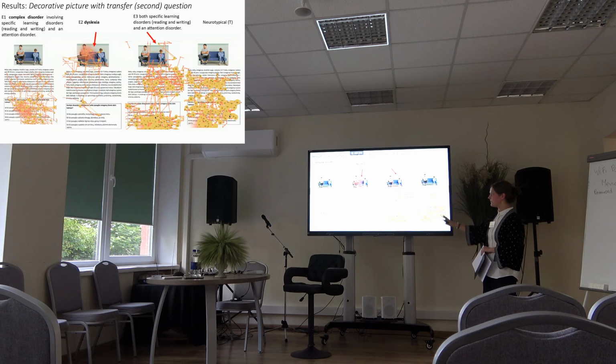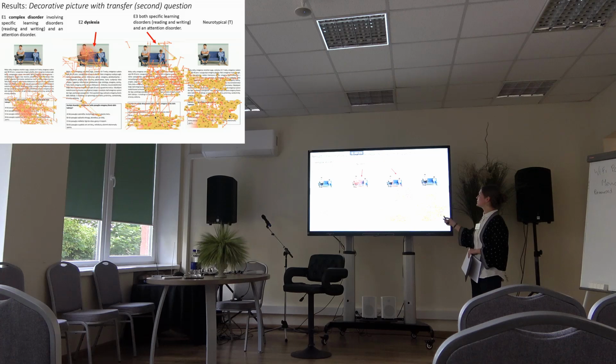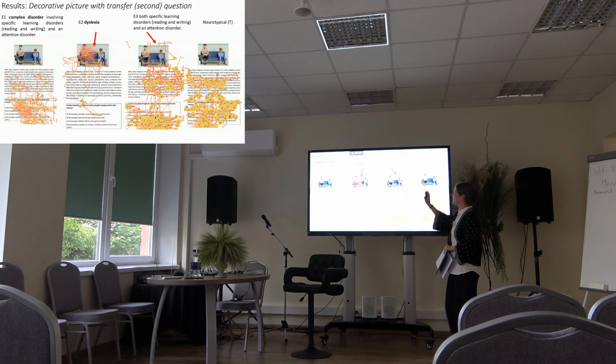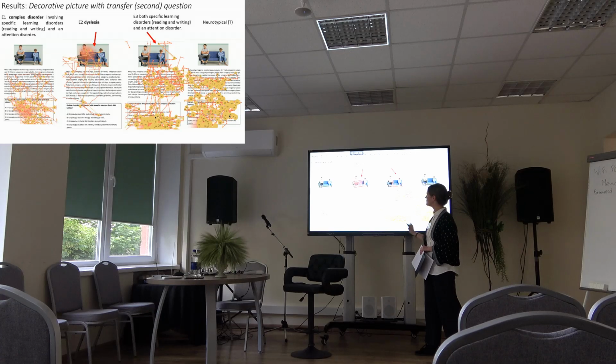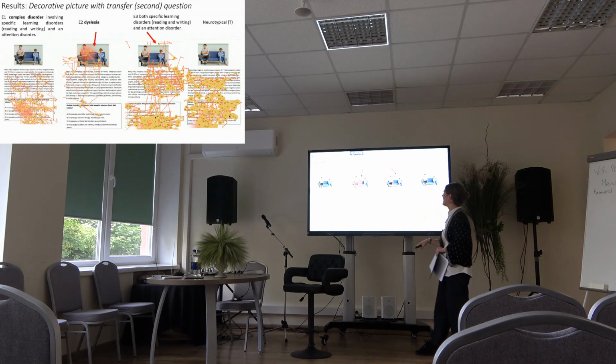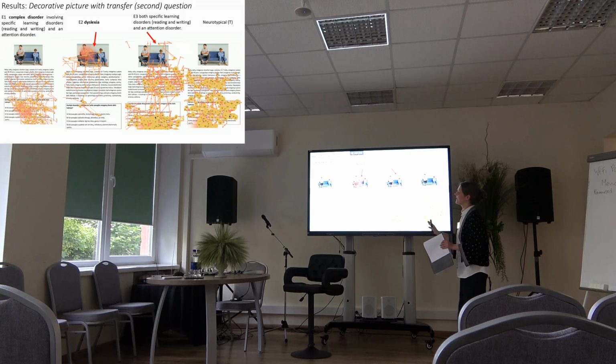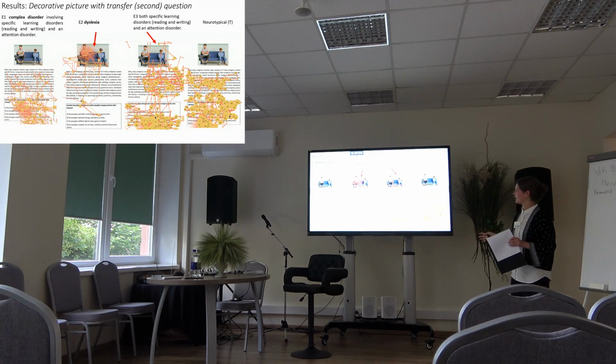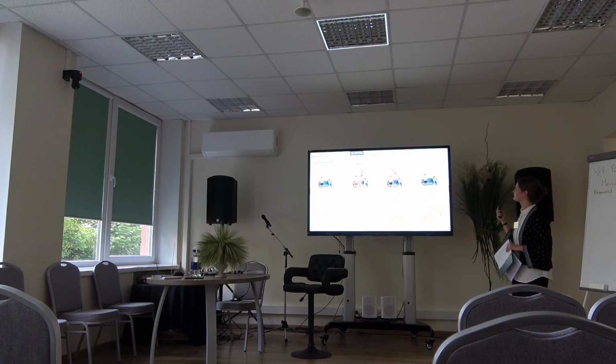Same picture, same text, different question. Once again, neurotypical student ignores the picture, no more sofas. But these neurodivergent students look again at the picture. Yeah, the reading pattern is really chaotic, so you see it.